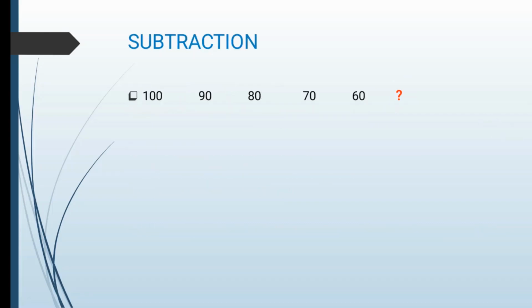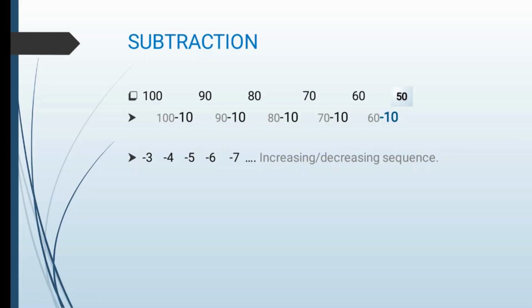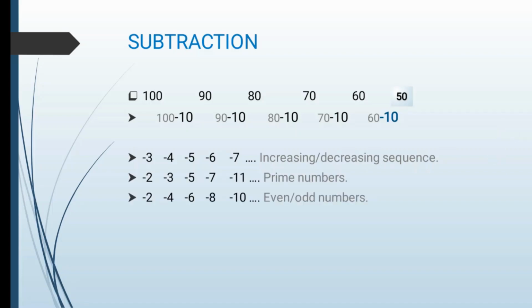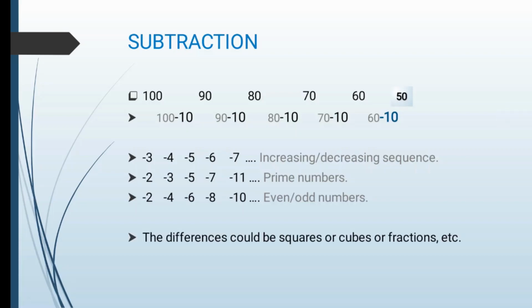Similarly, in subtraction also the series will decrease gradually. Here as you can clearly see that the series is decreasing by 10. 10, that is a constant difference in all the consecutive terms. So the last term will be 60 minus 10 which is 50. Just like addition, there can be a lot of similar logics in subtraction also. The differences could be increasing or decreasing sequences. It could be prime numbers, it could be odd or even numbers, and it could be squares, cubes or fractions. So first thing you do when you see a series is try to find out the differences between the terms.